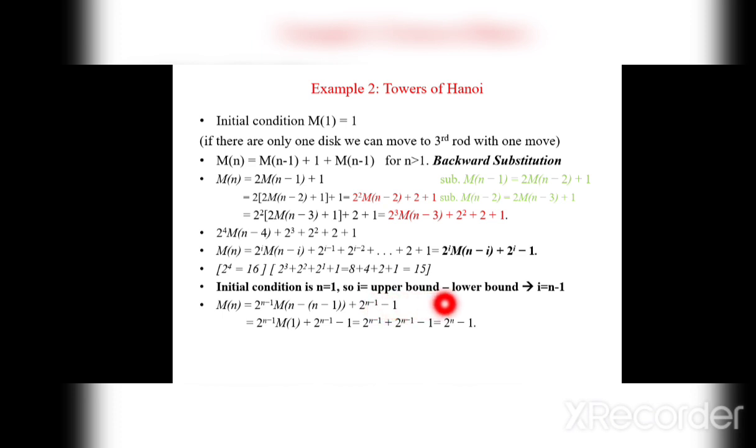So i is equal to upper bound minus lower bound, that is i is equal to n minus 1. We substitute n minus 1 instead of i. So m of n is equal to 2 power n minus 1 m of 1 plus 2 power n minus 1 minus 1. Finally, after solving this equation, we get m of n is equal to 2 power n minus 1. So this is the final equation.